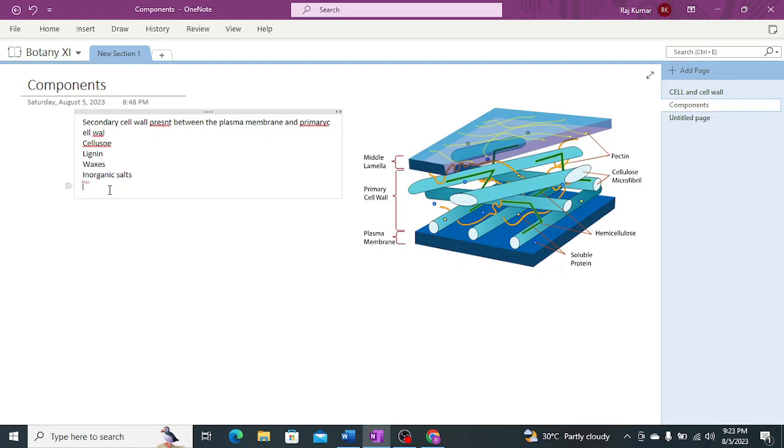It is cellulose, lignin, waxes, inorganic salts, as well as a few depositions of lipids. I mean, waxes are an alternative for lipids, which is present here. So these are the components which constitute the secondary cell wall.